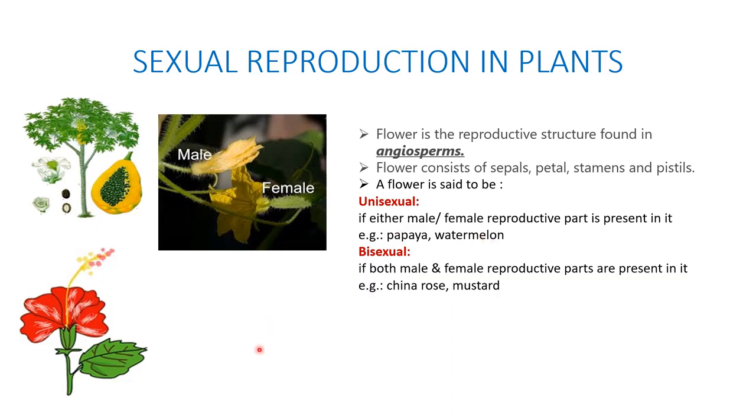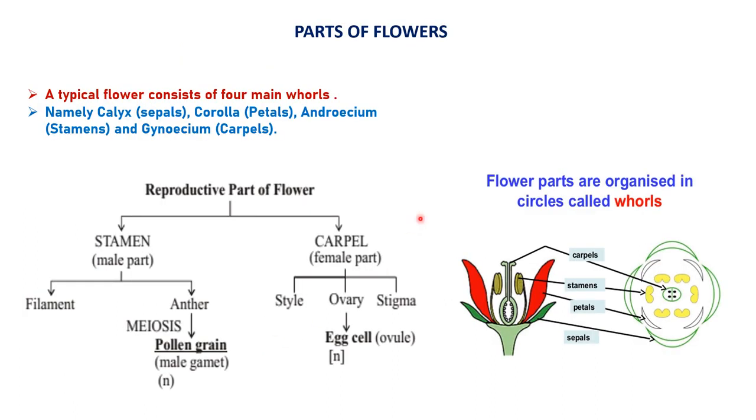Okay, so let's see the different parts of the flower, right? A typical flower consists of four main whorls. Usually we call this flower a complete flower. A complete flower is a flower which has four main whorls. Now just look at the four main whorls, right? Number one is the sepal. Here in the diagram you can see the sepal is a green leafy structure. You will find it around the petals, right? This green leafy structure is a sepal.